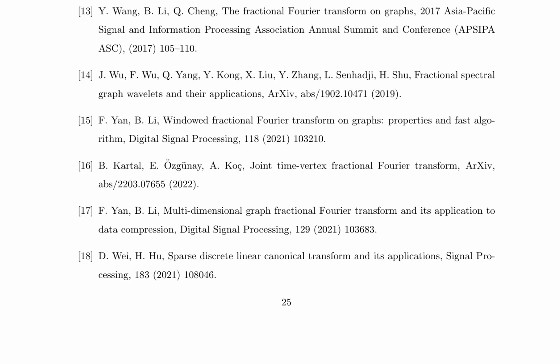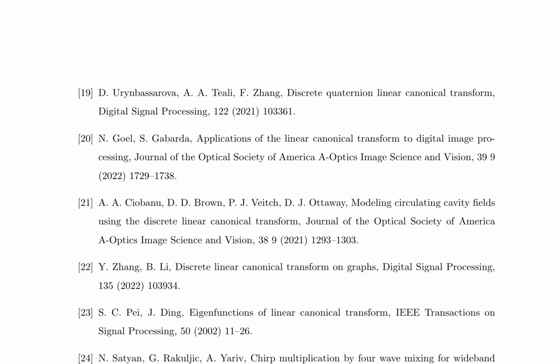The authors also explore the windowed fractional Fourier transform on graphs, 15, joint time vertex fractional Fourier transform, 16, and multidimensional graph fractional Fourier transform, 17. Furthermore, they discuss the sparse discrete linear canonical transform and its applications, 18. The literature review is comprehensive, covering a wide range of topics in graph signal processing, including graph transforms, filters, and signal processing techniques.